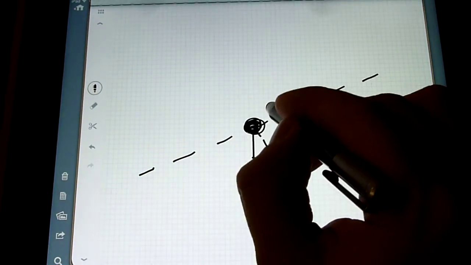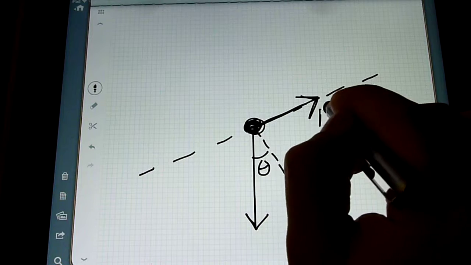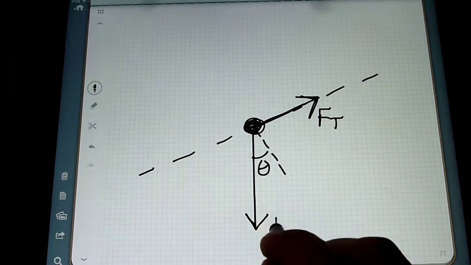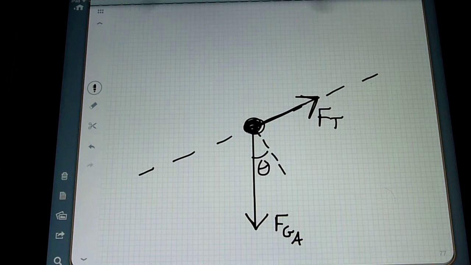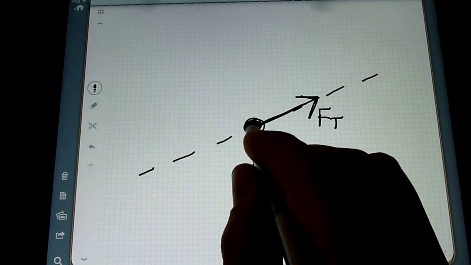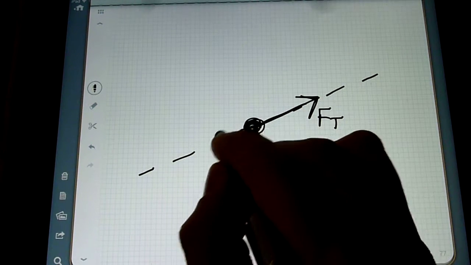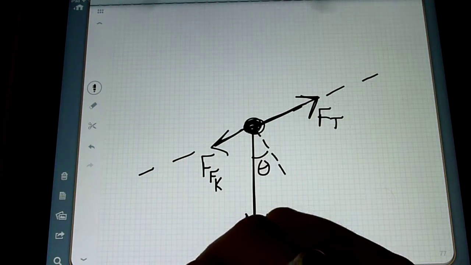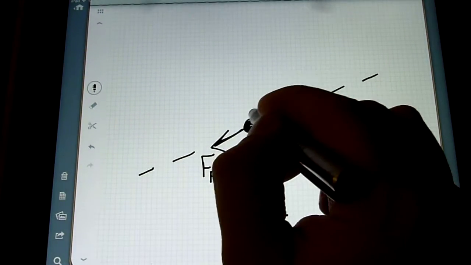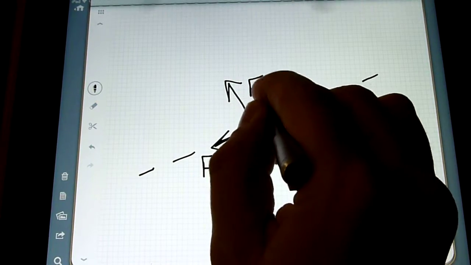We know that there is a tension going up the incline, so we'd have the force of tension. Sorry, this was F of G of block A down there. We have tension up the incline, the weight down the incline. We know that there is a small friction force that's working against the motion, so we have a kinetic friction force, and we have a normal force, F of N.